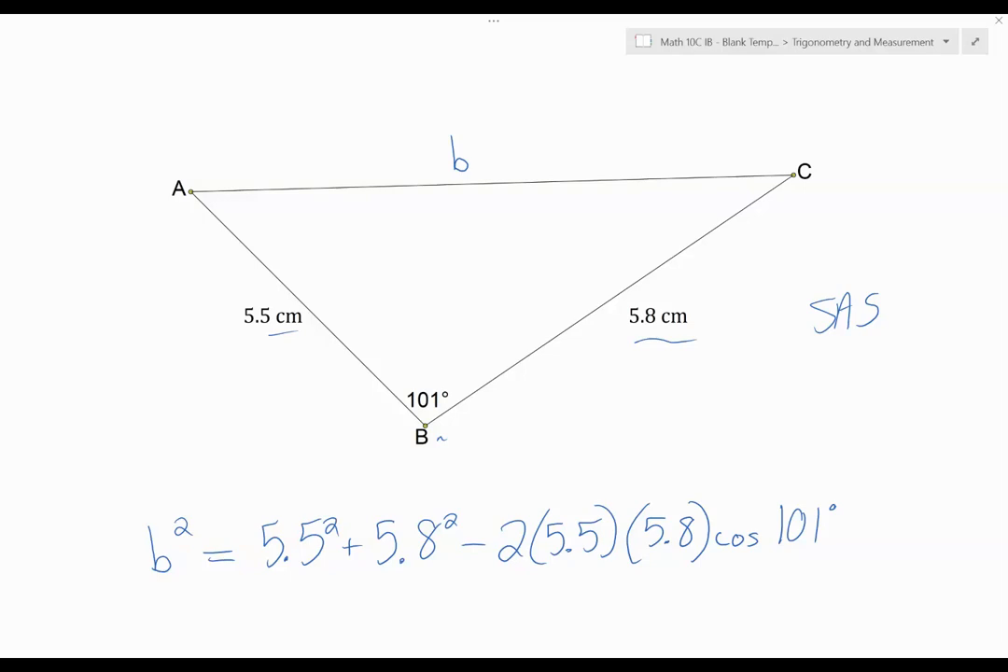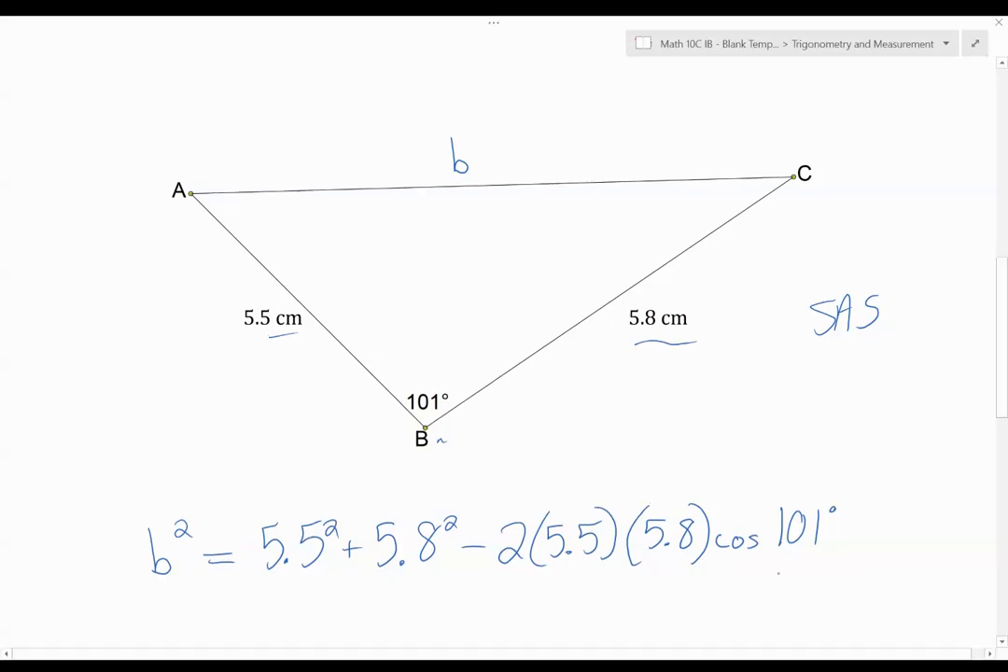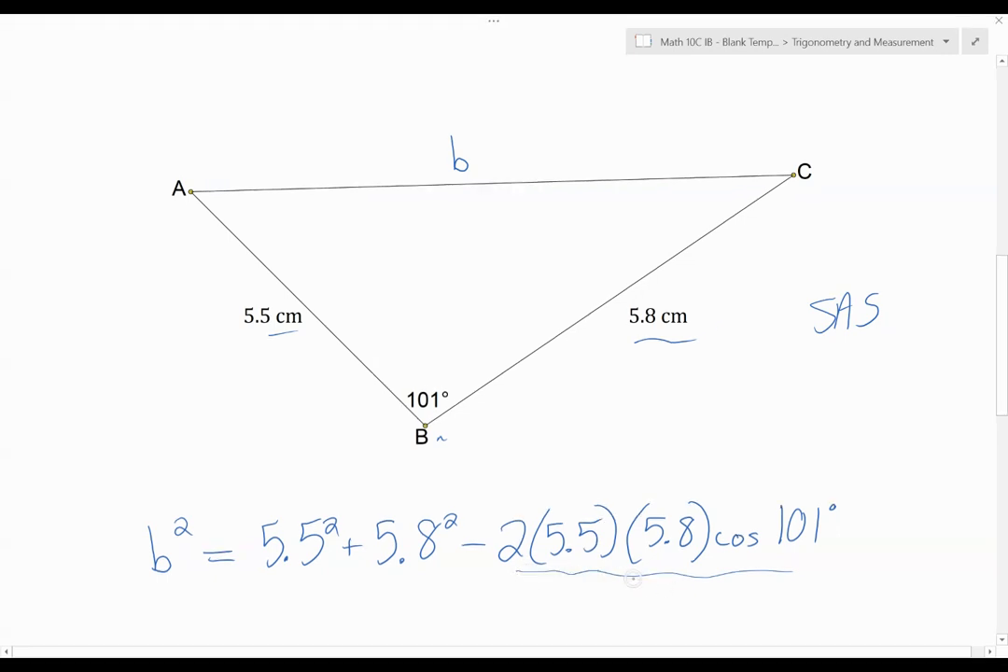Sometimes people try and get clever and they do this in multiple steps and then they end up breaking the order of operations. The most common error I see is students would go 5.5 squared plus 5.8 squared, and then minus 2 times 5.5 times 5.8, and then they hit enter, and then they multiply by the cosine of 101. But that's not the correct order of operations because all of these need to be multiplied together before they are subtracted. But for the most part, your calculator can handle that.